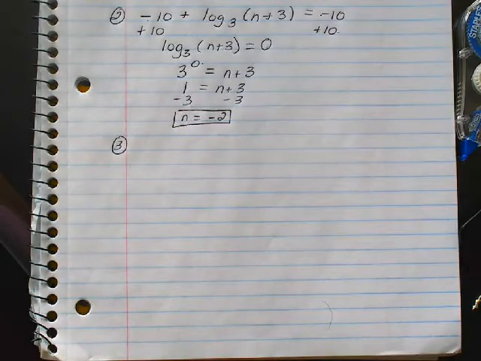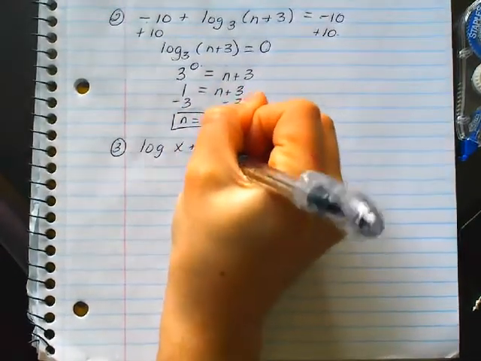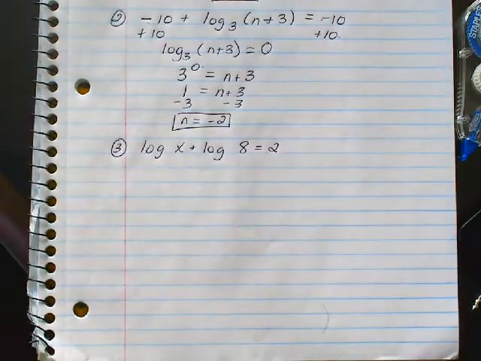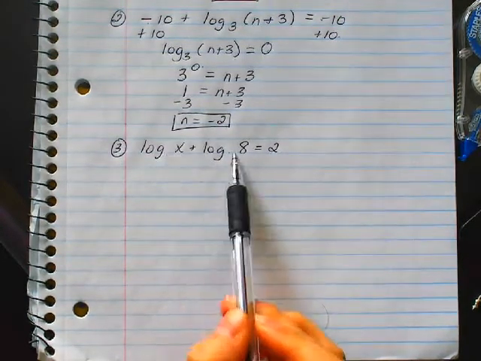Number 3 says log x plus log of 8 equals 2. Okay, we're going to confirm that the bases are the same. They are both 10 in this scenario.